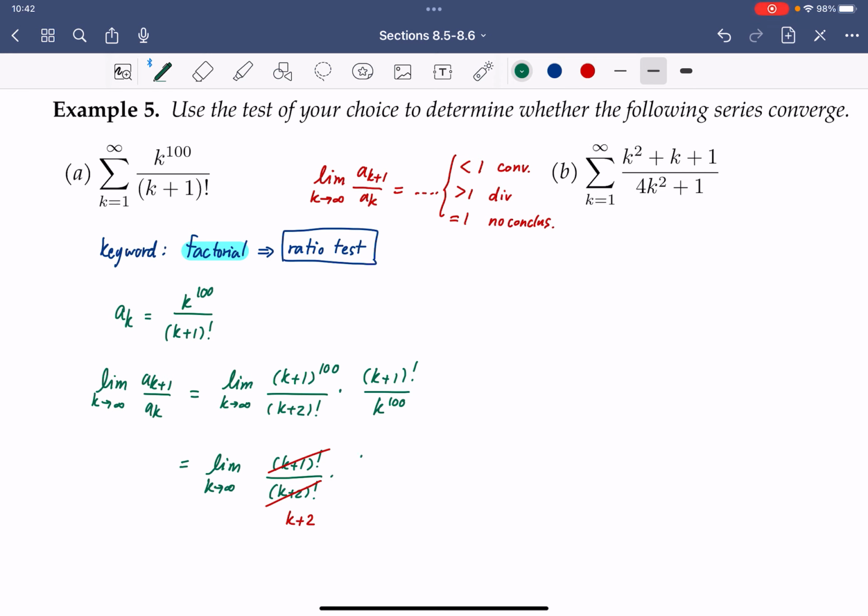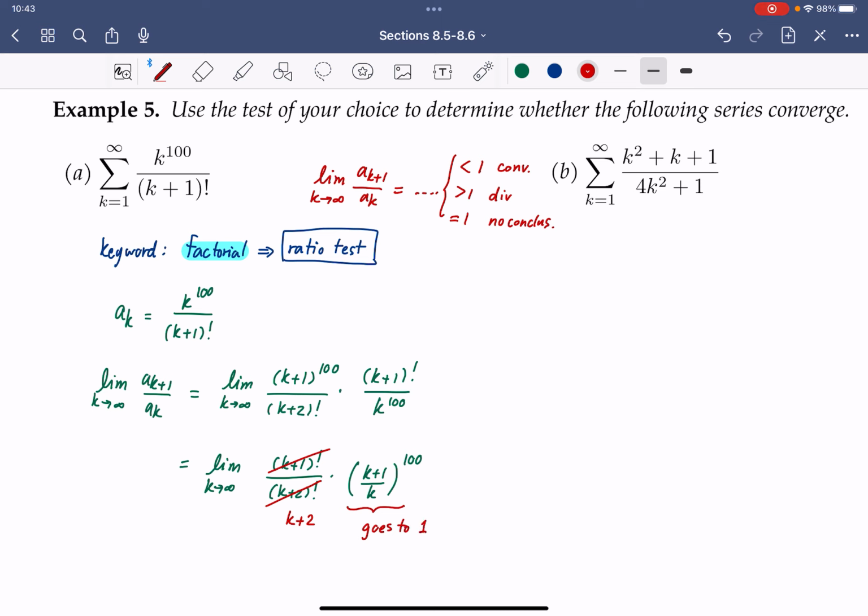But the next term is (k plus 1) to the 100. And also you have k to the 100. So this one you can, if you want to, group it up. So it's going to be something like ((k plus 1) over k) to the 100. So you can see that both of them are power 100, so you can group them up. And now in the middle term, (k plus 1) over k, the limit is going to go to 1, and that is 1 to the 100. The limit is going to go to 1, right?